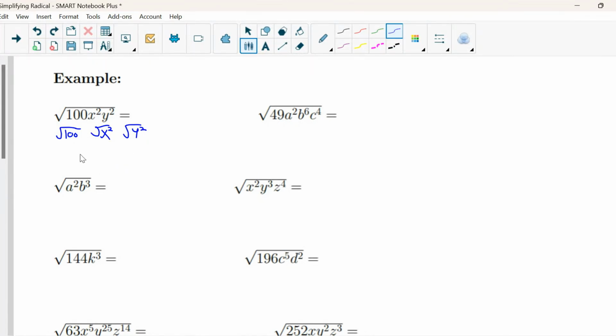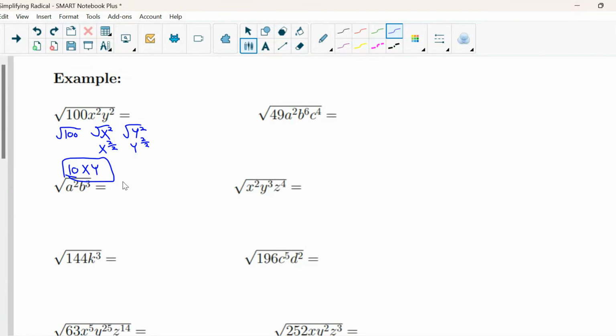So the square root of 100 is just 10. The square root of x squared, well, 2 is divisible by 2. X to the 2 divided by 2 is just going to give me x to the first, or x. And same with y. Y to the 2 divided by 2 power, which is just going to give me y.